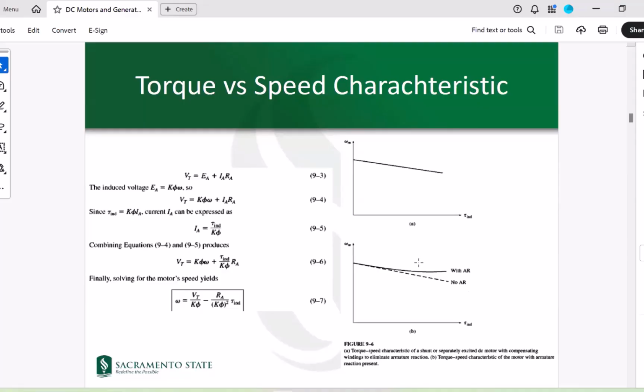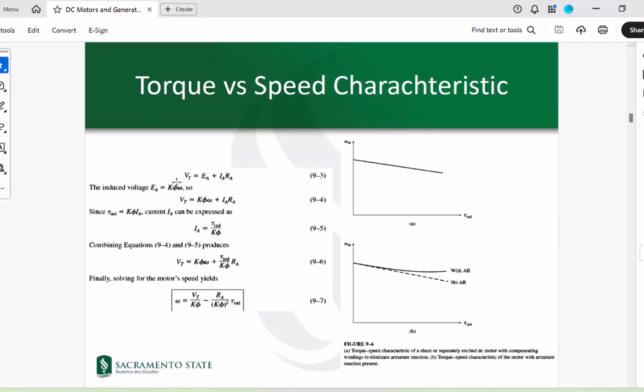When the flux weakens, we will see that the motor's speed will go up. How is that possible? We had Vt equal to EA plus RA times IA. Since the induced voltage, EA, is K phi omega, we substitute K phi omega for EA. And since tau is equal to K phi IA, instead of IA I can put its equivalent from this equation, tau over K phi.